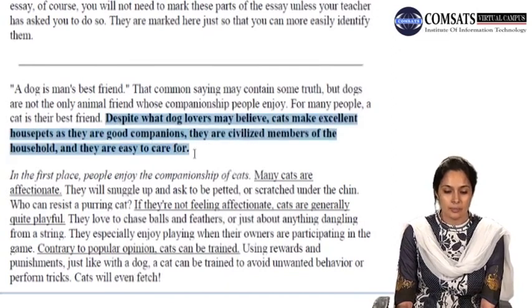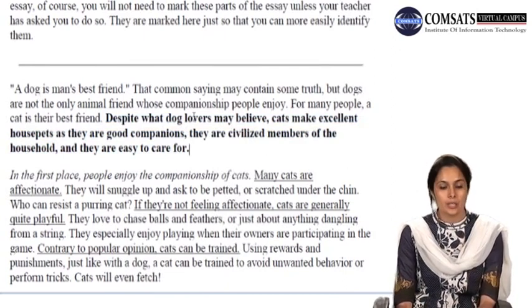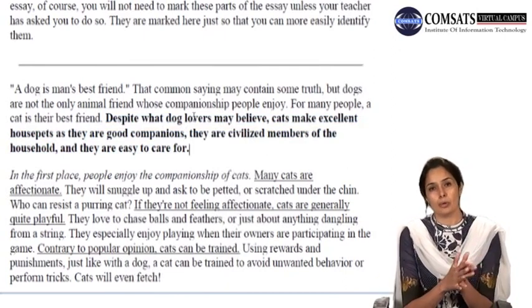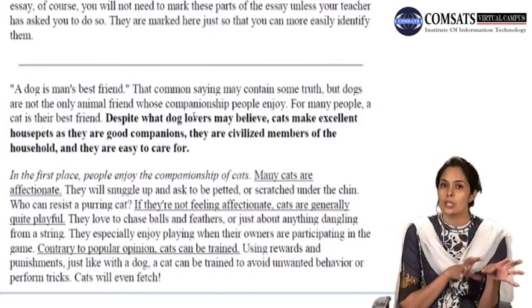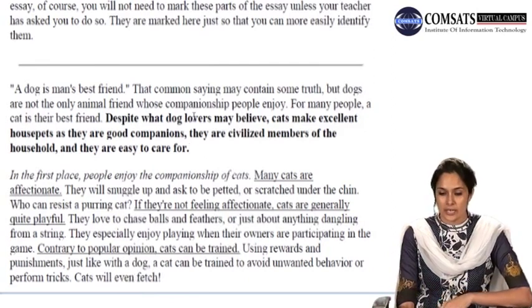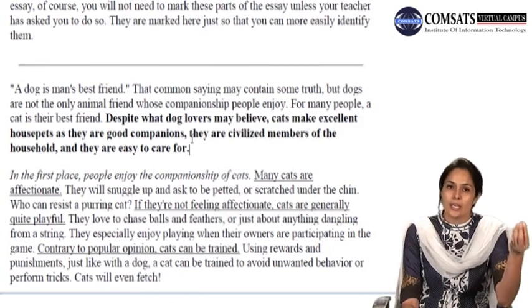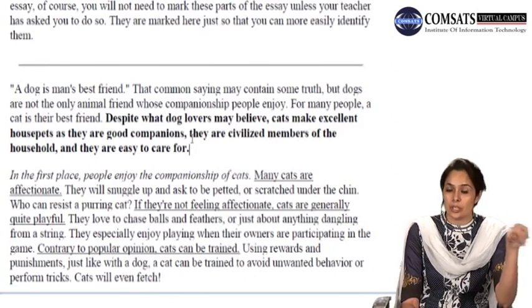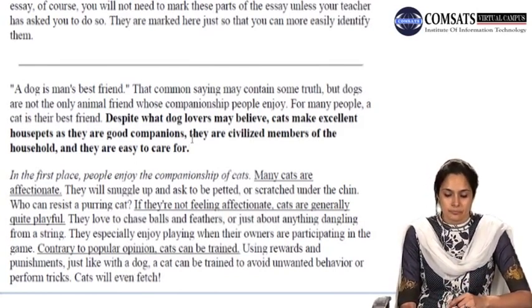Now, this is your thesis statement. Look at this: despite what dog lovers may believe, the person has given the contrary point of view as well, giving the reader a very clear idea that he is not going to argue for the dogs. He is going to argue for the cats. Cats make excellent house pets as they are good companions. Or basically, he has mentioned a couple of general advantages of cats being very good companions so that you can elaborate on them later. They are civilized members of the household and they are easy to take care of.